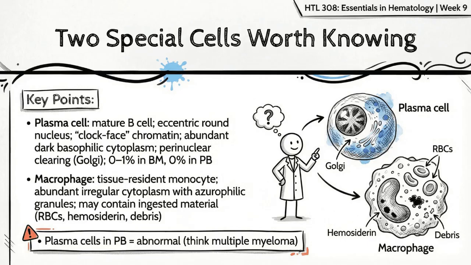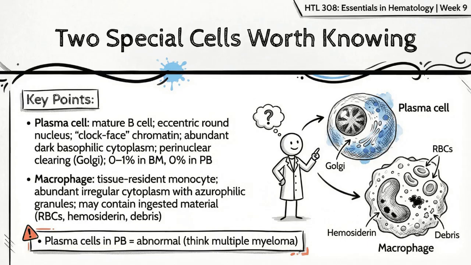Macrophages are the tissue-resident form of monocytes, the ultimate cleanup crew. They're large, with a regular cytoplasm that often contains ingested debris, like old red blood cells or even microorganisms. Beyond mere phagocytosis, macrophages are crucial for antigen presentation to T cells, initiating adaptive immune responses, and orchestrating tissue repair after inflammation. Seeing plasma cells in peripheral blood is a red flag, often indicating conditions like multiple myeloma.